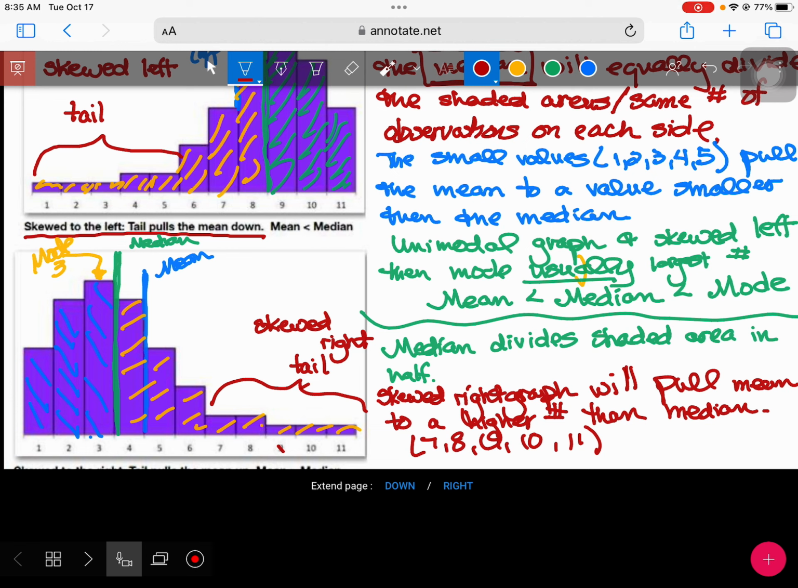And the last thing I will say about this is if you have, again, a unimodal graph, which this is, then your, how do I want to say this? Greater than, or I want to say they're all less than? Greater than. Then your mean is going to be greater than your median, which is going to be greater than your mode most of the time.